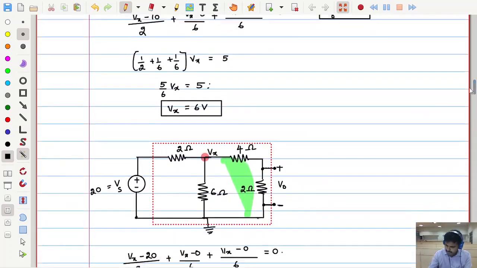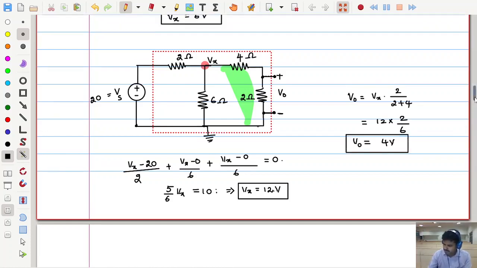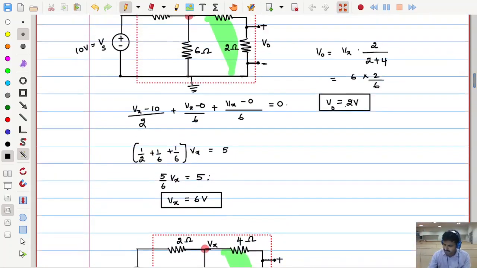Previously how much did we get? 6 volts. Now let us see what V naught is again by using the voltage division rule. Vx into 2 divided by 2 plus 4. Vx is 12, into 2 by 6. So this is equal to 4 volts. See, the output is 4 volts, which is twice the previous output. When I gave 10 volts, it gave 2 volts output. When I double the input, the output also got doubled.